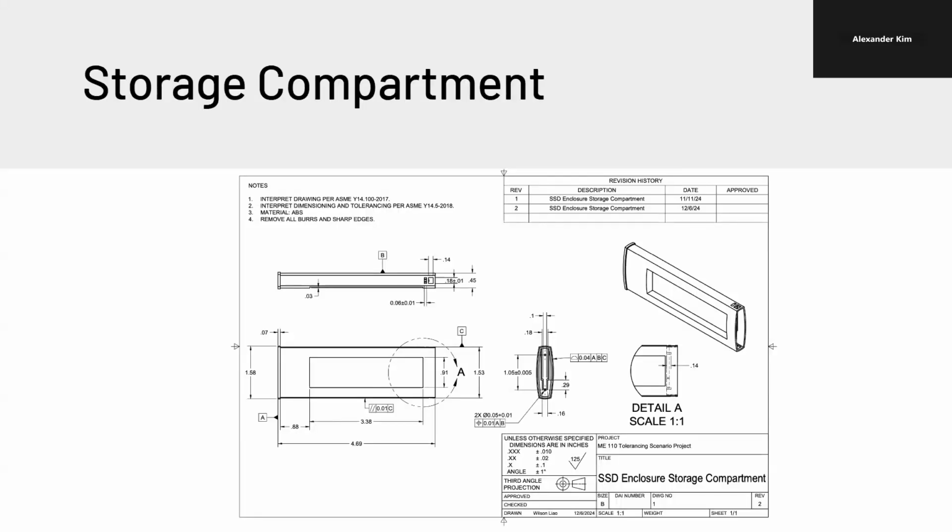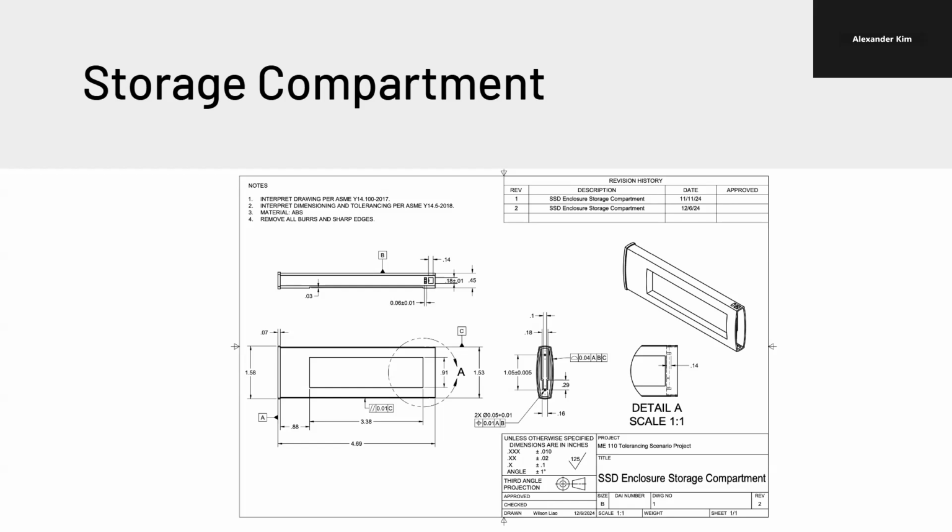I'm Alexander Kim, and this is the storage compartment. Shown here is the storage compartment, the portion of the assembly that houses the SSD itself and slides inside of the outer shell to protect the SSD. Along with housing the SSD and sliding into the outer shell, this inner housing compartment also has all of the other components attached to it when assembled. Because this is a crucial component for assembly of all the components, GD&T is necessary to get proper functionality, allowing for a functional fit, clearance, and alignment of all the components.